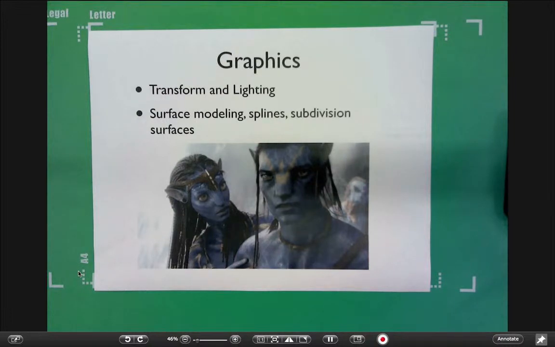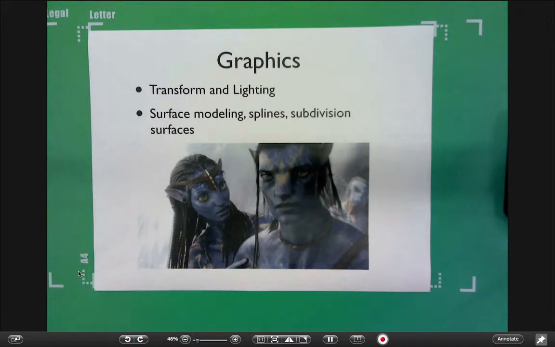The surface modeling, splines, subdivision, those are more the geometry related things. So where the geometry comes in, if you have the characters, like the Navi here, they are represented typically by some surface, right? And the surface is a geometric concept.